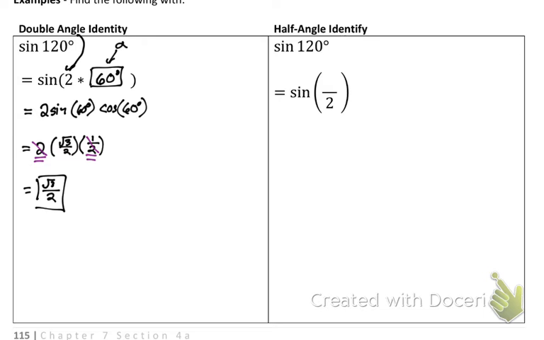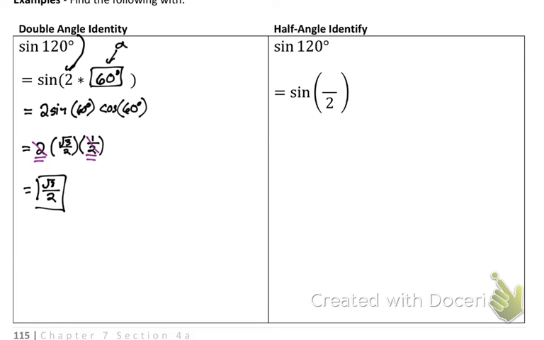So don't go, 120 is in the unit circle, I have the answer. You don't get points for that. You need to use the double angle formula. Okay, so we know our answer should be square root of 3 over 2, but this one says use the half angle identity.